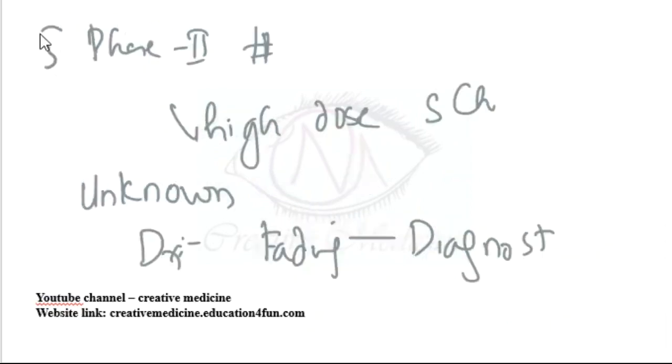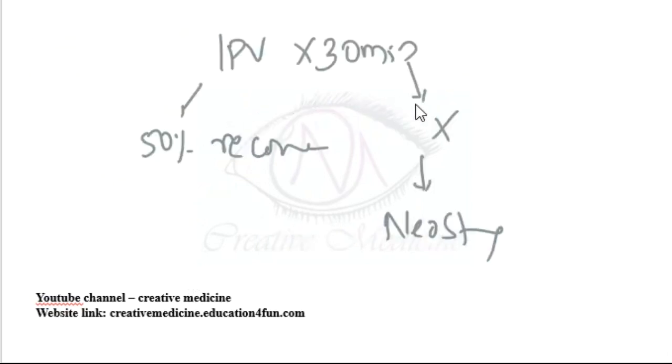Then phase 2 blockade is seen with a high dose of succinylcholine, and the pathophysiology of phase 2 blockade is unknown. Diagnosis is mainly by fading, which is diagnostic. Treatment is intermittent positive pressure ventilation for 30 minutes, and 50% of them will recover. If they do not recover, then neostigmine should be given to the patient.